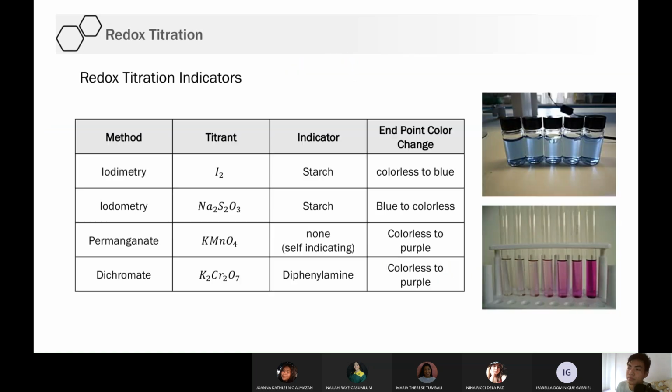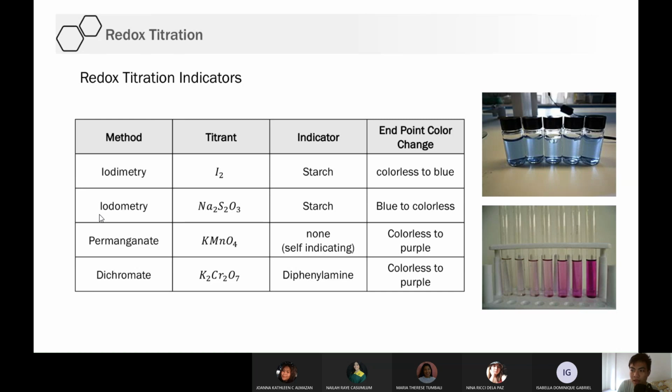Don't worry. Next one. Ito, puro concept na lang tayo. Wala na tayong solving. Thank you, Lord. Okay. So, let's talk about redox titration indicator. Likewise, with acid-base titration, we also use indicators for redox systems. Okay. So, these are some of the common redox processes.